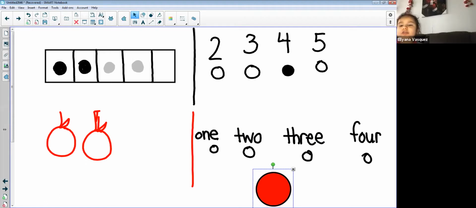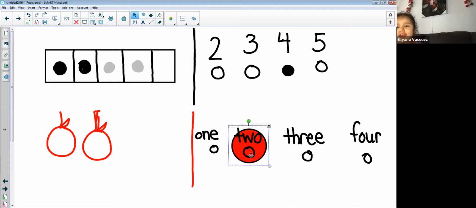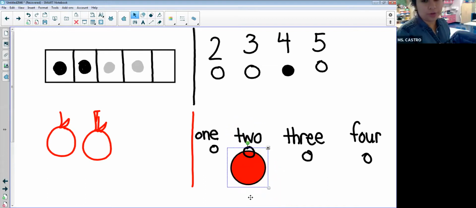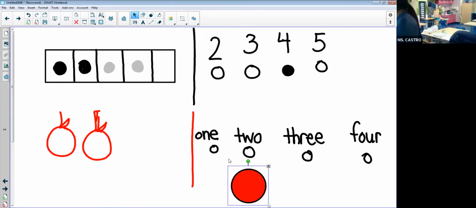I think you should pick the 2. But which one? The first one or the second one? The first one. Very good, Eliana. So I'm going to bubble 2, that one. That little circle underneath that shows the apple is the correct answer. Thank you, Eliana.